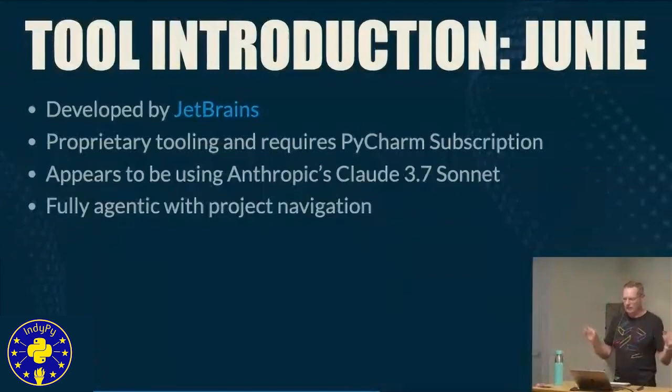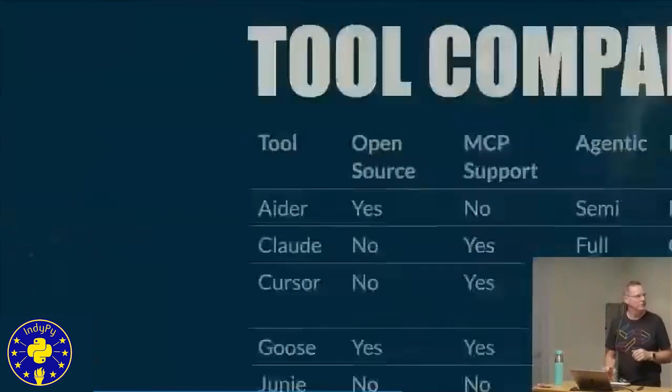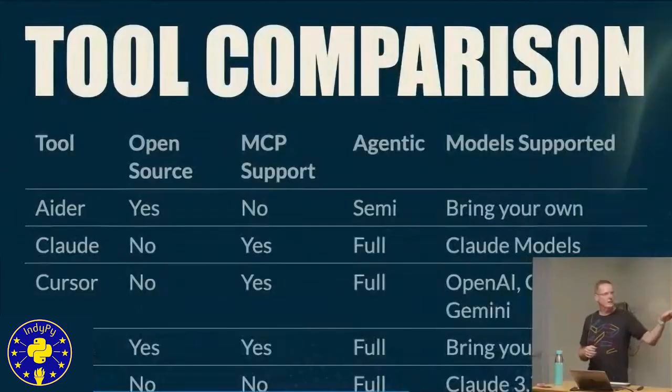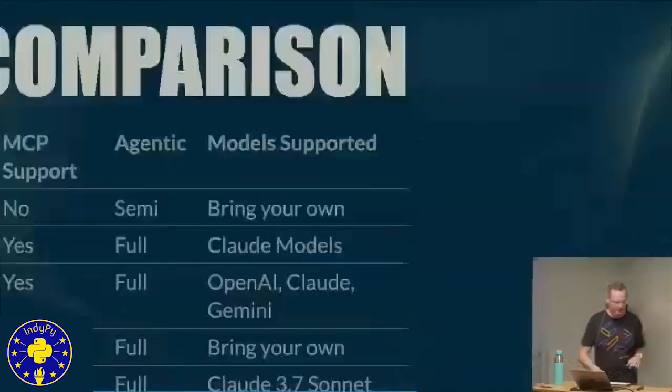All of these have their strengths and weaknesses. In the slides, there is a nice little table that summarizes everything I just said. I really appreciate the ones that are open source. I do love the ones that have MCP. I do love the ones that are fully agentic. If you look across that table, Goose is a big contender there because it checks all those boxes. But I wouldn't say it's necessarily the winner, and you'll see why.